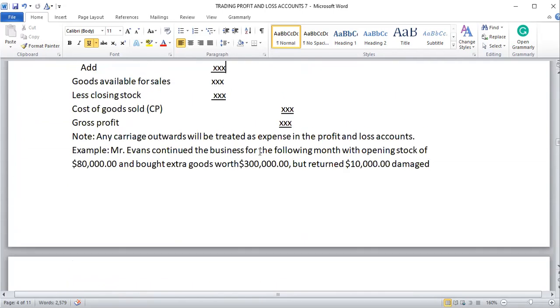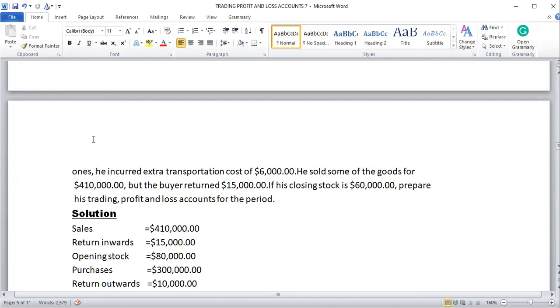Okay, so let us look at an example. Mr. Evans continued the business for the following month with the opening stock of $80,000 and bought extra goods worth $300,000, but returned $10,000 as damaged goods. He incurred extra transportation costs of $6,000. He sold some of the goods for $410,000, but the buyer returned $15,000. If his closing stock is $60,000, prepare his trading profit and loss account.